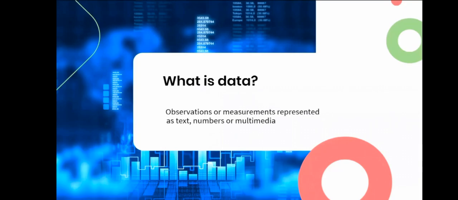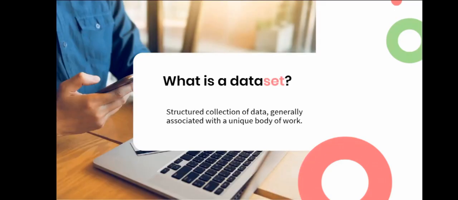Data are observations or measurements, unprocessed or processed, represented as text, numbers, or multimedia. For example, the height of Mount Everest is considered to be data. This piece of information informs the mountaineer how they can prepare to ascend the mountain. A data set is a structured collection of data generally associated with a unique body of work.